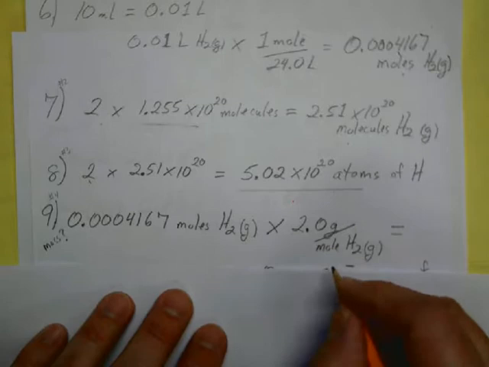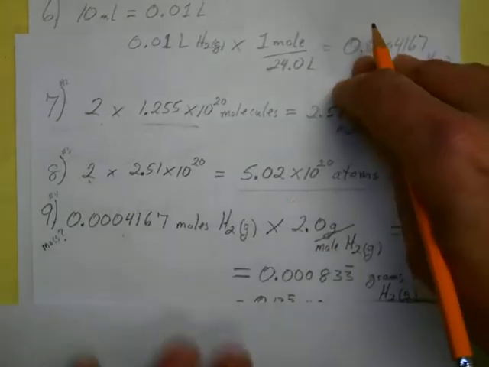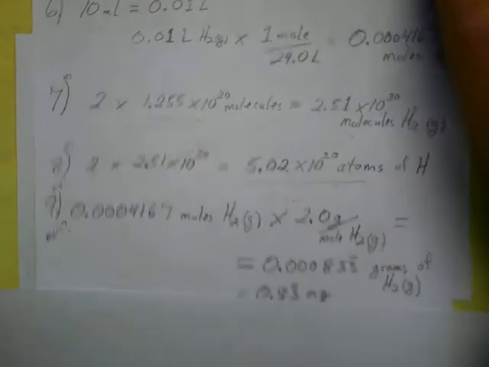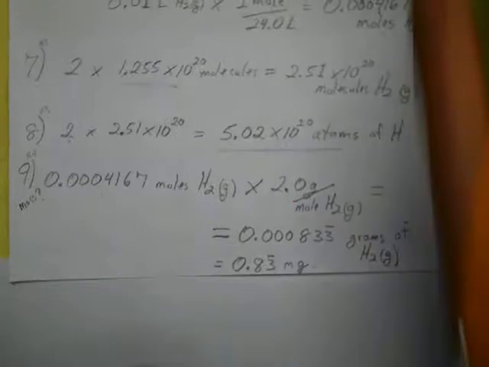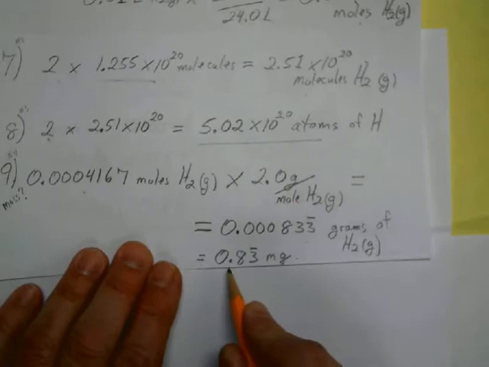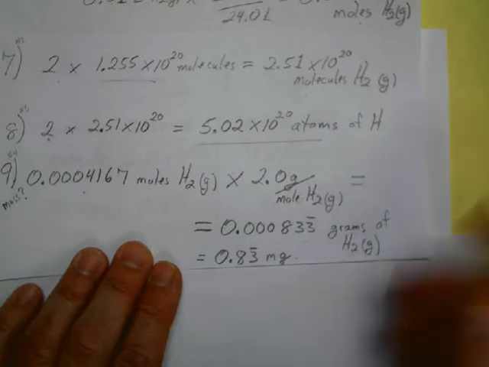You have 2 atoms in a molecule, so you take the number of moles times 2.0 grams per mole, and it gives you this many grams of hydrogen gas. The problem asks you to express it in milligrams, so we multiply the number of grams by 1,000, we get 0.833 repeating milligrams of hydrogen gas.